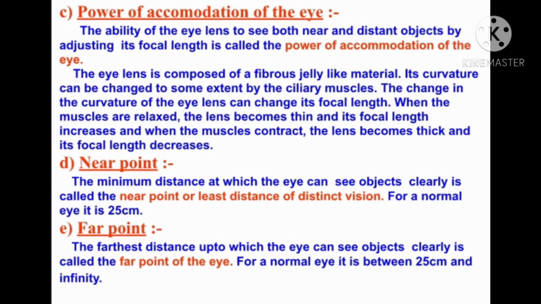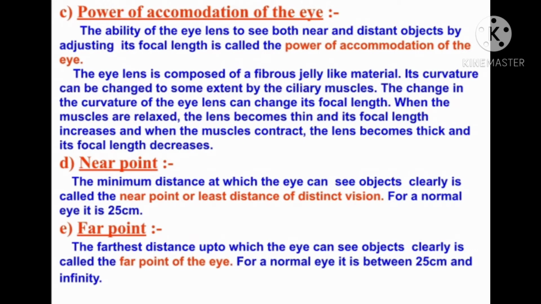Now, let us see the next topic, that is power of accommodation of the eye. What is power of accommodation? It is the ability of the eye lens to see both near and distant objects by adjusting its focal length. Now, the next point is the near point. It is the minimum distance at which the eye can see objects clearly without stress or strain, called the near point or least distance of distinct vision. For a normal eye, it is 25 centimeter.